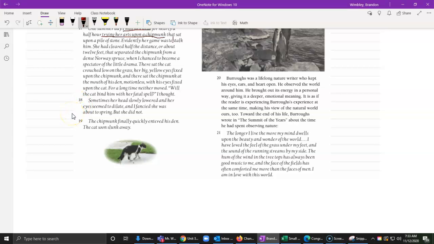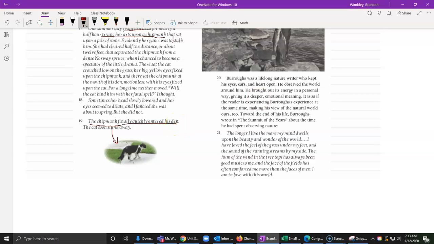Sometimes her head slowly lowered and her eyes seemed to dilate, and I fancied she was about to spring, but she did not. The chipmunk finally quickly entered his den. The cat soon slunk away. So if we don't know what the word slunk is, we have this picture right here. And it's kind of nice because it's telling us that the chipmunk is safe. He ends up evading this cat.